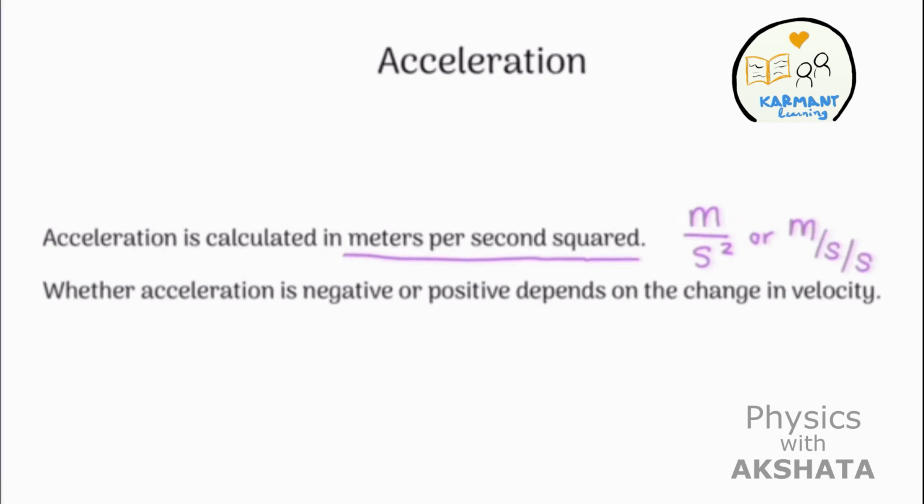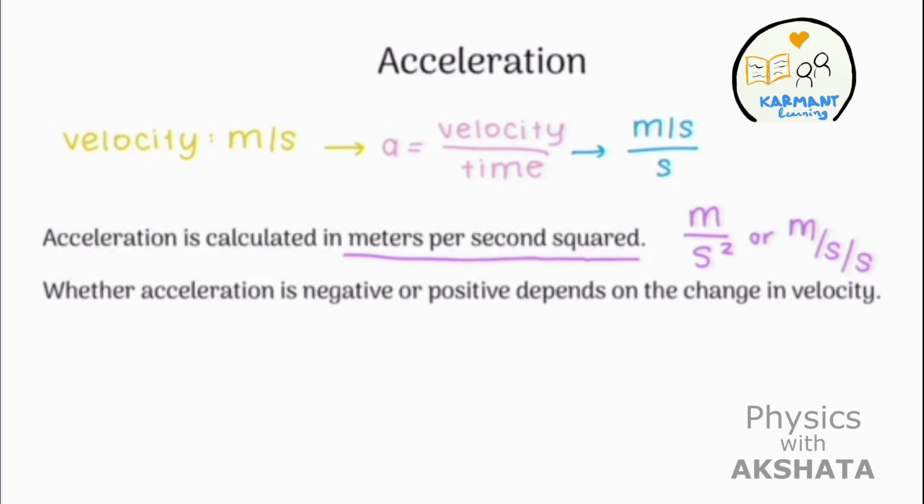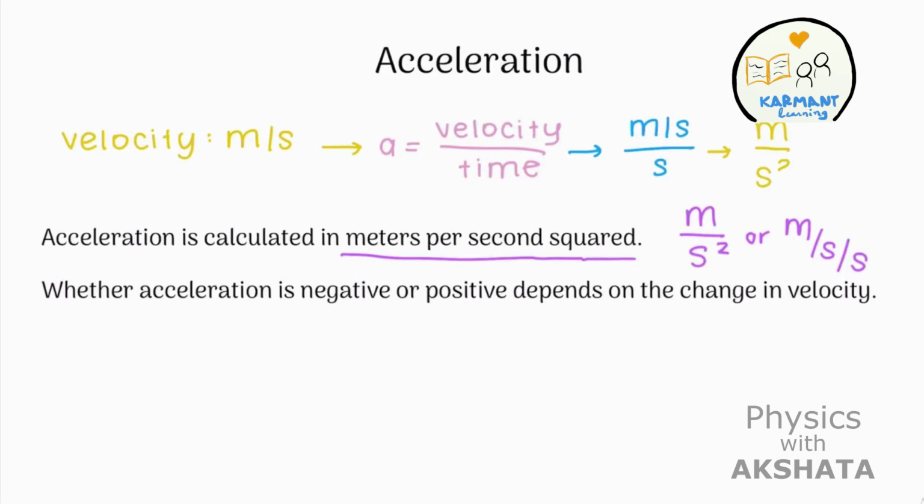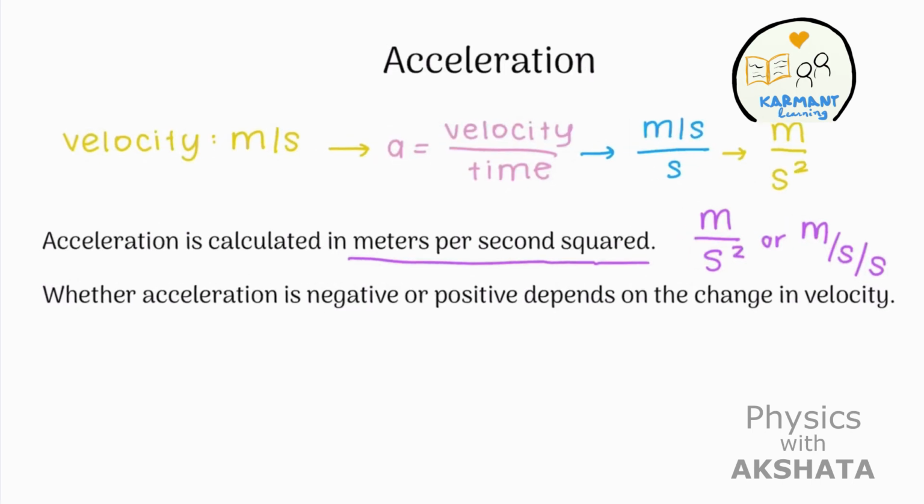So why is acceleration meters per second squared? Recall that acceleration is change in velocity over time, and velocity is measured in meters per second. So because acceleration is velocity over time, it means that it is meters per second divided by seconds, or meters per second squared. Unlike other quantities, whether acceleration is negative or positive depends on the change in velocity.